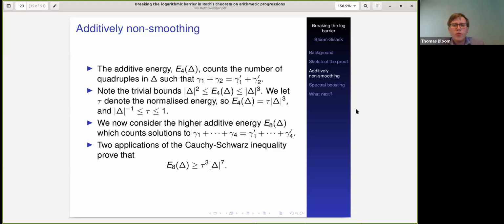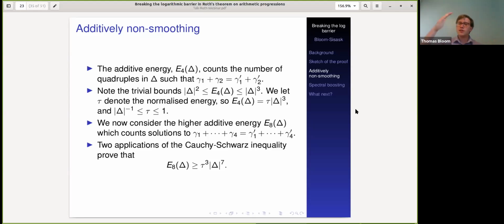Note the trivial bounds: E4 of Δ is always at least |Δ|² because of the trivial solutions, and is always trivially at most |Δ|³, right? Because if I fix any 3, then the 4th one is also fixed. So it's good to consider a normalized version of this additive energy. We use the letter τ for this. By definition, E4 of Δ is equal to τ times |Δ|³, which means that τ is at least |Δ|^(-1) and at most 1.